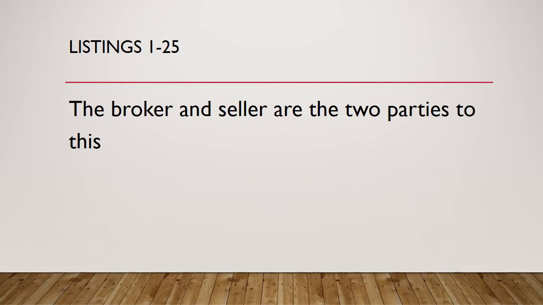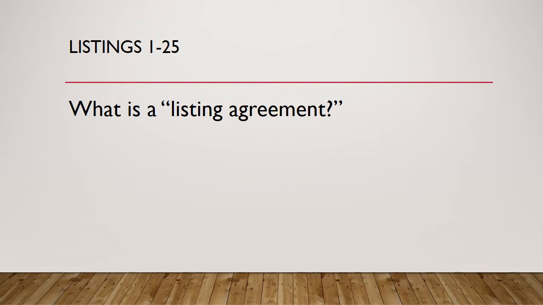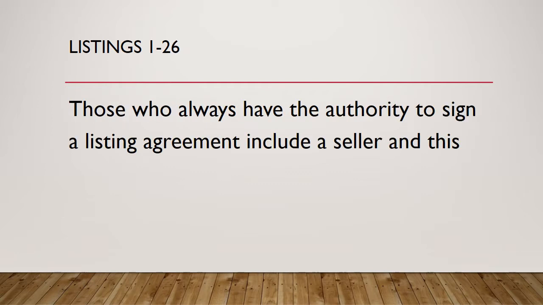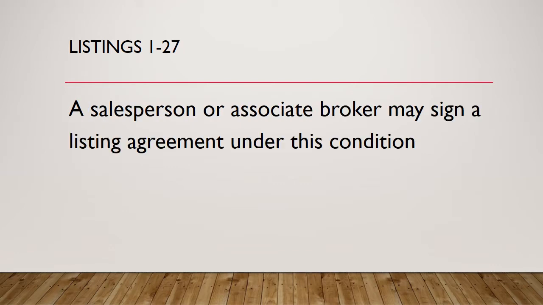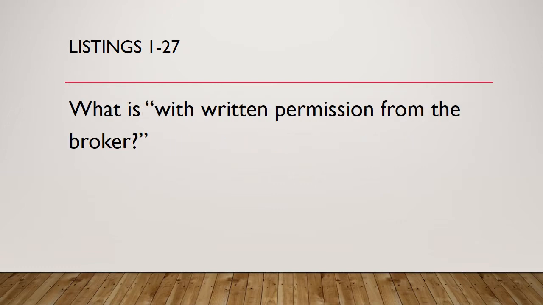Question 25. The broker and seller are the two parties to this. What is a listing agreement? Question 26. Those who always have the authority to sign a listing agreement include a seller and this. Who is the broker only? Question 27. A salesperson or associate broker may sign a listing agreement under this condition? What is with written permission from the broker?